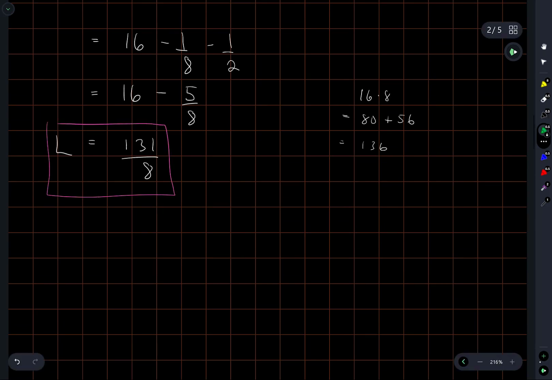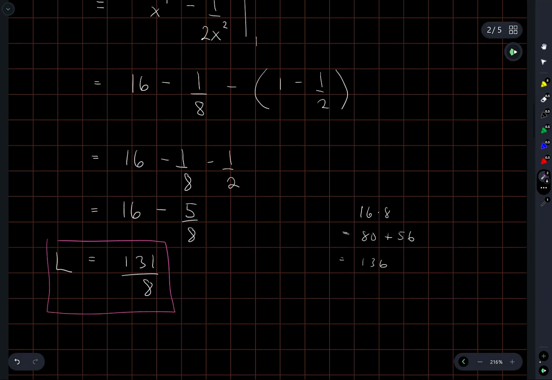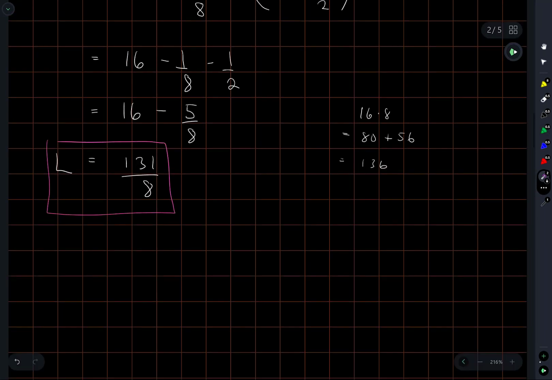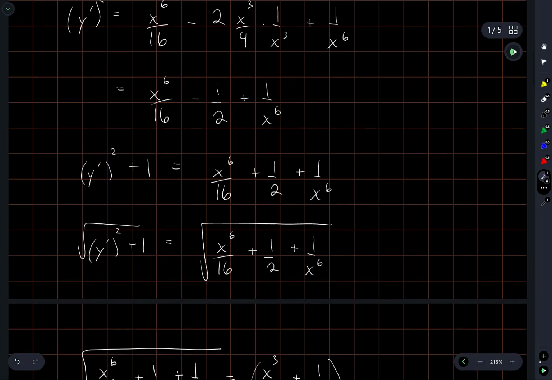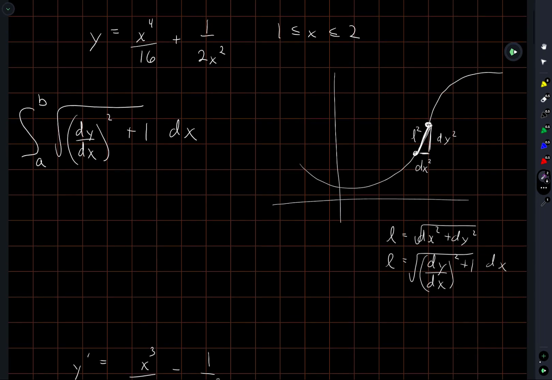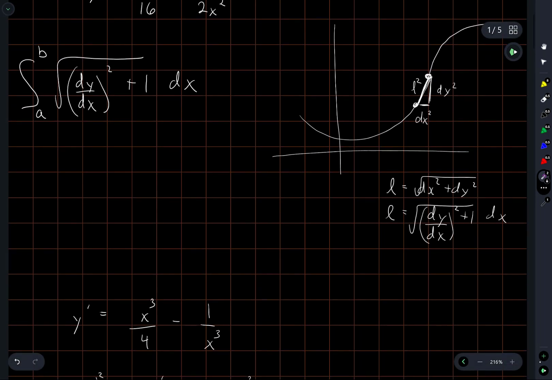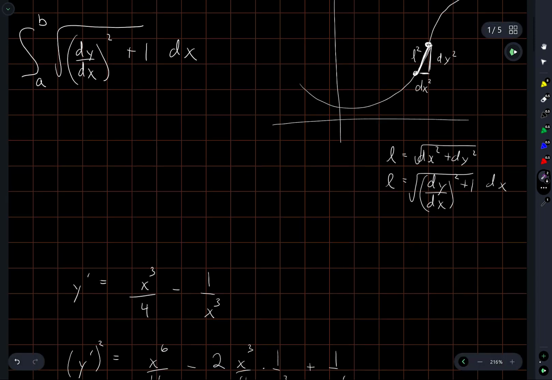So this is what I've gotten as the final answer for the length of this curve, 131 over 8. Unless I've made some kind of simple mistake in my calculations. This really just boiled down to two things, I guess. The first is remembering the formula for the length of a curve. If you ever forget that, you can go through this formal argument based on dividing by differentials and all that kind of thing.